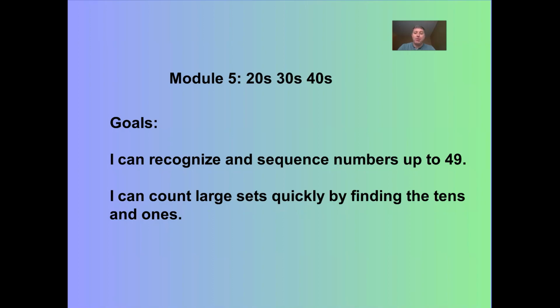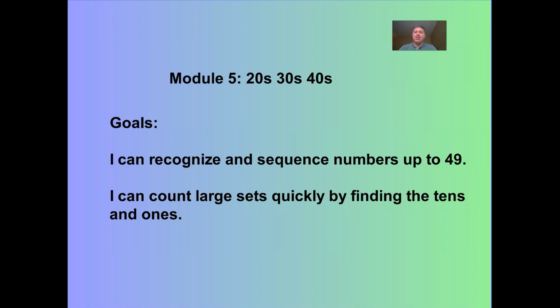So let's get started. Okay, so today we're on Module 5, and we're going to be talking about numbers in the 20s, the 30s, and the 40s. Those are the numbers that come after 10. Our goals are: I can recognize and sequence numbers up to 49, and I can count large sets quickly by finding the tens and the ones, and we're going to match those quantities to a set today.